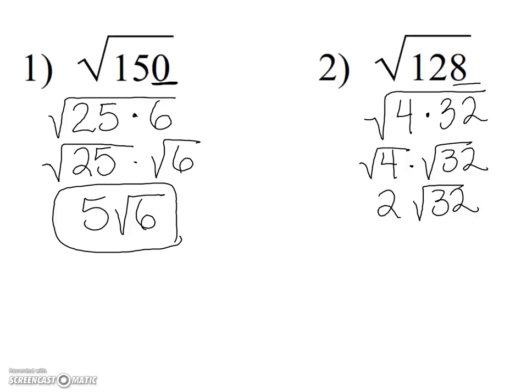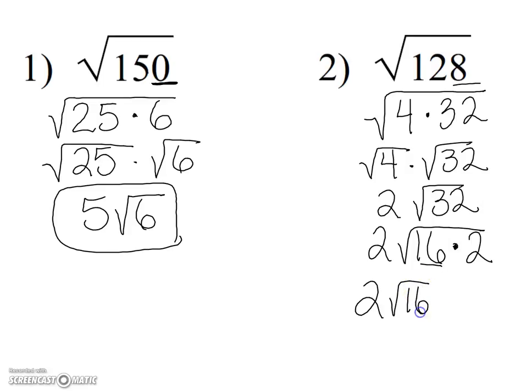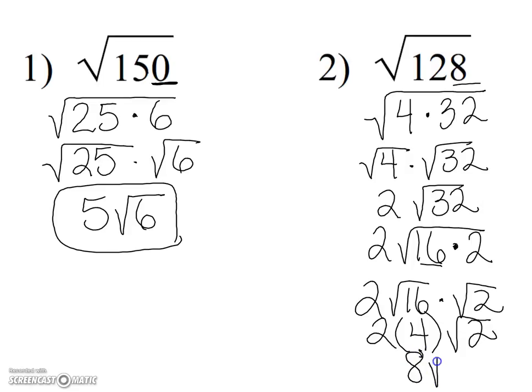Now with 32, I'm not going to waste my time with 4. I'm going to go larger. I'm going to do 16 times 2. What I need for you to do is to start thinking larger. Square root of 16 times square root of 2. Square root of 16 is 4, so it's 2 times 4 square root of 2. 2 times 4 is 8. 8 square root of 2. That's your answer for 128.